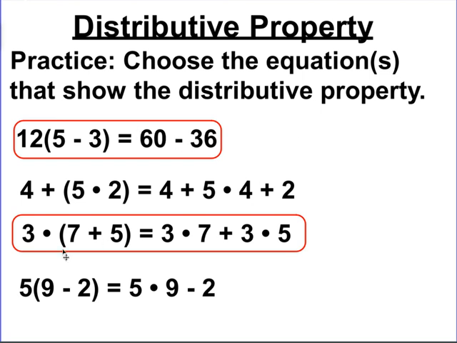The third one works because you're allowed to put a times sign here, and there's a plus sign in the middle of 2 numbers inside parentheses. 3 times 7 should be your first step, plus sign in the middle. 3 times 5 is the second part of it.